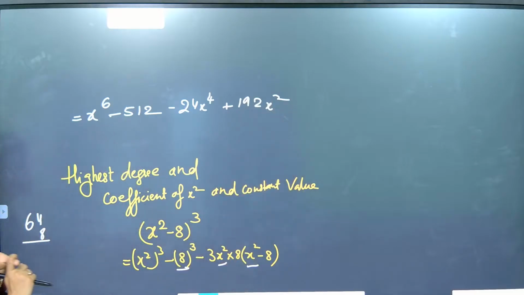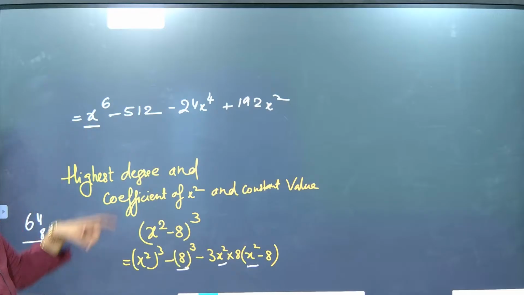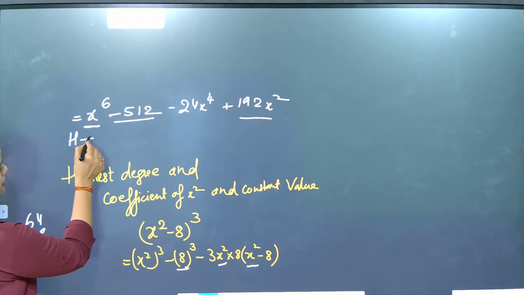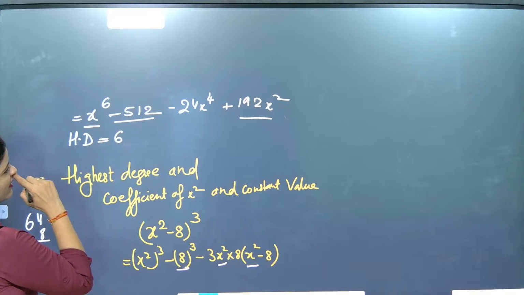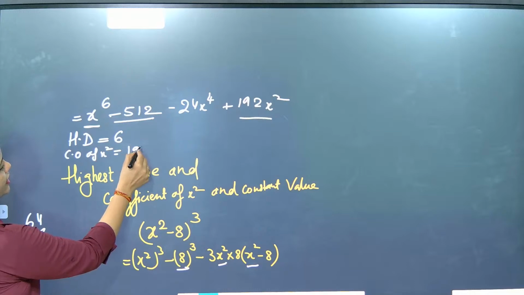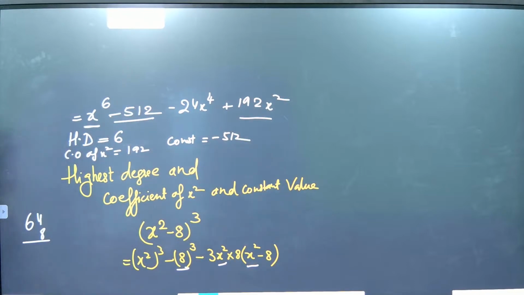So now beta, what was the first question? Coefficient is 1. Can you recheck your answer? Beta, first tell what is the highest degree? 6 is the highest degree. What is the coefficient of x square? 192. What is the constant term? Minus 512. So highest degree is 6. I am writing HD, okay. Coefficient of x square is exactly 192. Constant is minus 512. We got all the answers back to back.